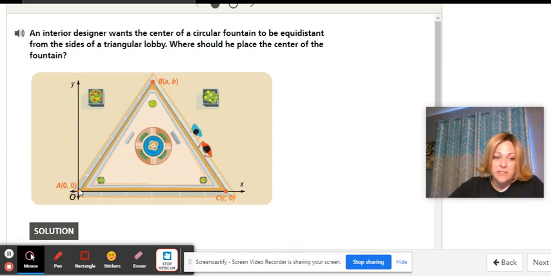But look at these coordinates. So they are provided. Where should he place the center of the fountain? Well, we just did a problem finding the point of concurrency. I think we can do it the same way. So you're going to take these coordinates and try to find the point of concurrency for that fountain to go.